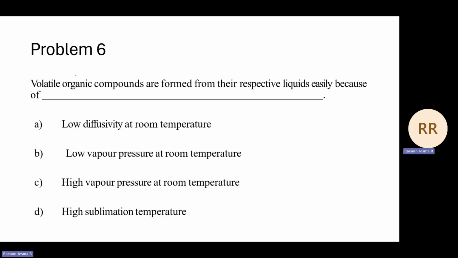So next is problem 6. Volatile organic compounds are formed from their respective liquids easily because of: A. Low diffusivity at room temperature. B. Low vapor pressure at room temperature. C. High vapor pressure at room temperature. D. High sublimation temperature. Volatile organic compounds are also called VOCs. What do you think the answer is in this case?